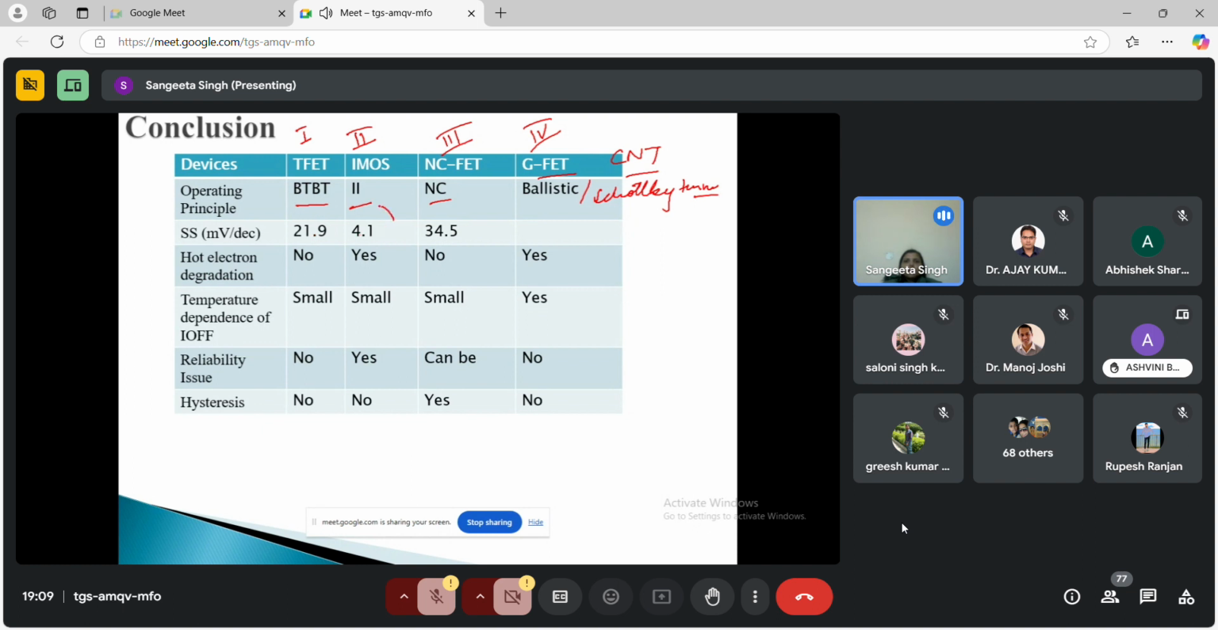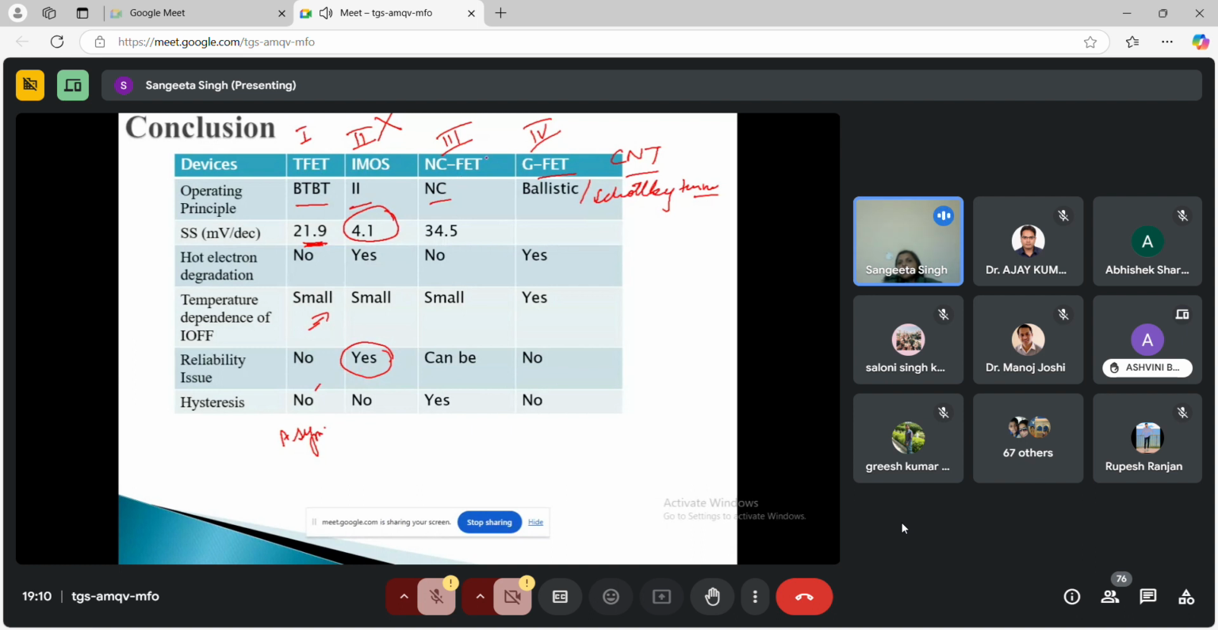Subthreshold slope is minimum for impact ionization. But why am I not using it? Because it has a reliability issue. That is why I am not using impact ionization. The subthreshold slope is lower than 60 millivolt per decade. There is no hysteresis, but there is a small temperature dependence, and TFET is asymmetric.